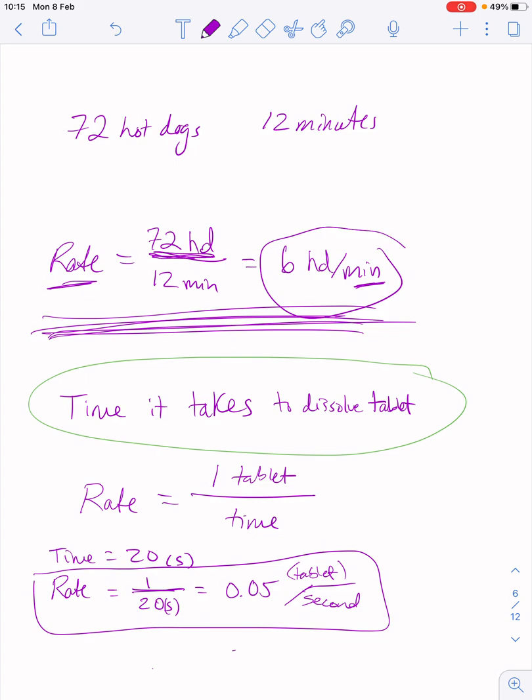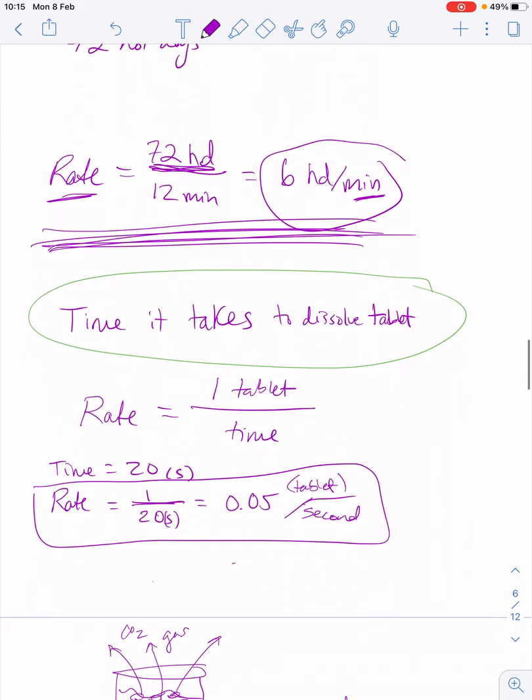You take the amount and you divide it by the time, and so then you get this rate. So for us, we're looking at the time it takes to dissolve a tablet. So if we take the amount that's dissolving, which is 1 tablet, and we divide it by the time that it takes to do that, then if I use an example, if it took 20 seconds to dissolve the tablet completely, then I have 1 tablet divided by 20 seconds gives me 0.05 tablets per second. So this ends up being my value for rate.